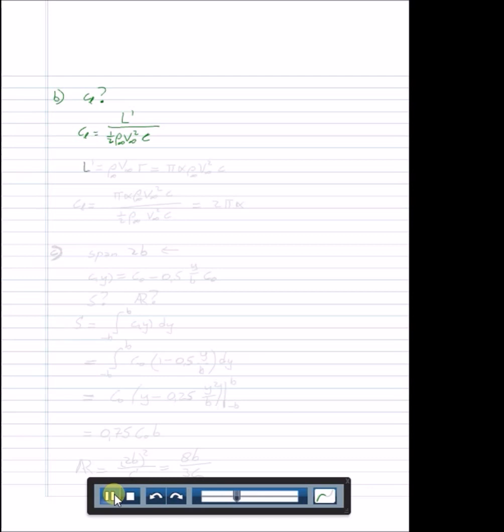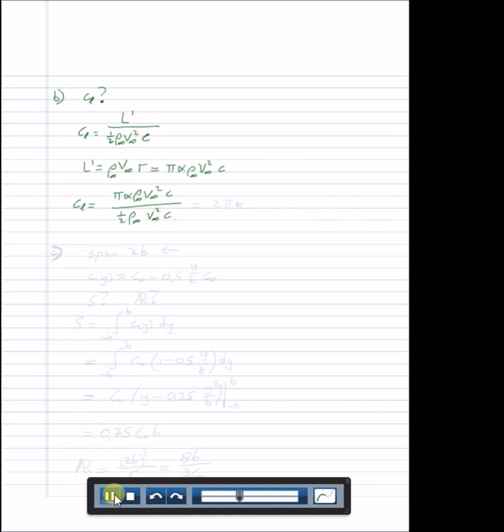Well, we know that L prime is, according to the Kutta-Joukowski theorem, equal to rho infinity v infinity gamma. And so therefore we know that this is pi alpha rho v infinity squared times c. So we substitute that into our expression for CL. And what do we get? CL is equal to pi alpha rho infinity v infinity squared c divided by a half rho infinity v infinity squared c.